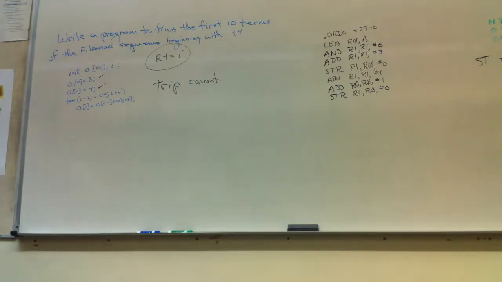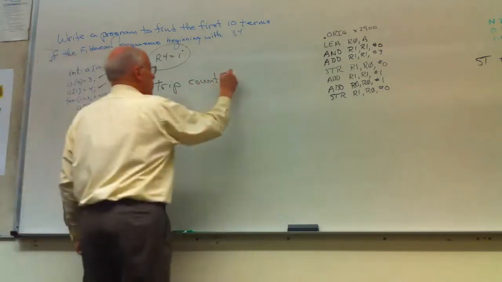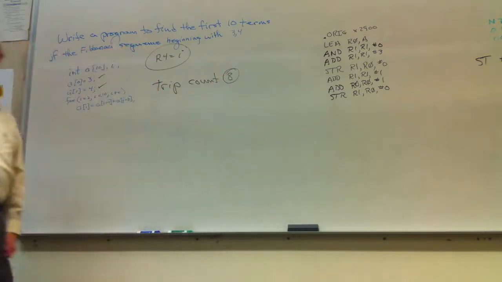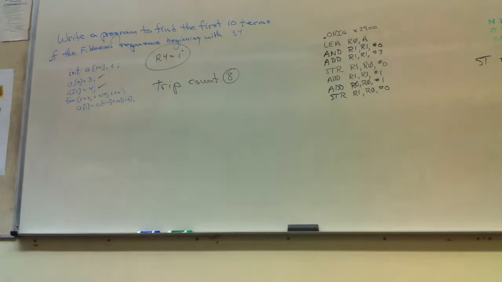But in a nice for loop, you can look at that and say, well, gee, I've got to do it for 2, 3, 4, 5, 6, 7, 8, 9, 10. No, not 10, just through 9. We've got 8 trips to make through this loop. So now the easiest way to handle it is to put that trip count into the register and decrement it, and then you check to see if it's 0. That's an easy check. We just have the BRZ instruction.